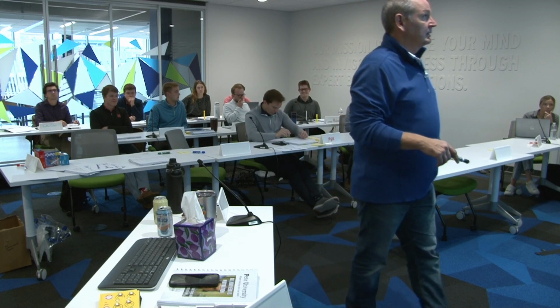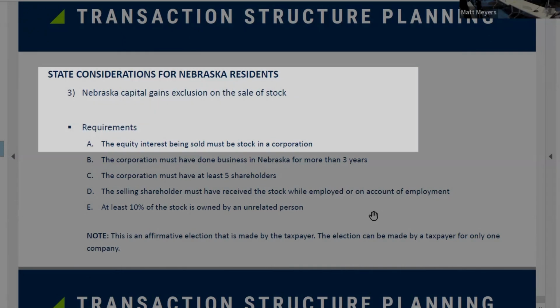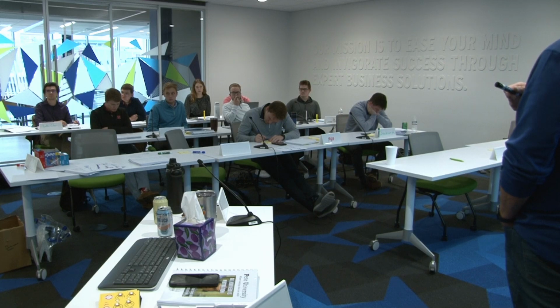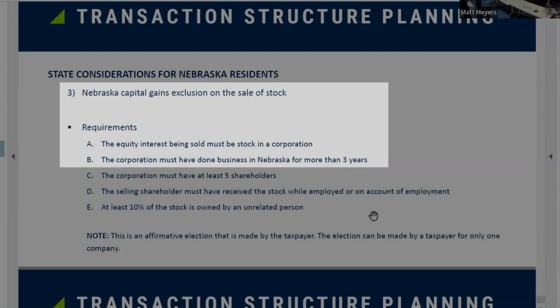Okay, so let's talk about this definitionally. Nebraska residents can exclude from tax Nebraska capital gains associated with stock. The requirements are the equity interest must be stock in a corporation. Does A have stock in a corporation? Yes or no? Yes. Second requirement, the corporation must have done business in Nebraska for a period of 3 years.